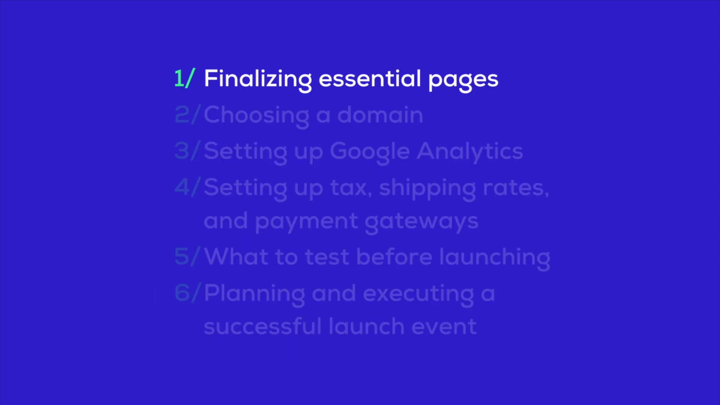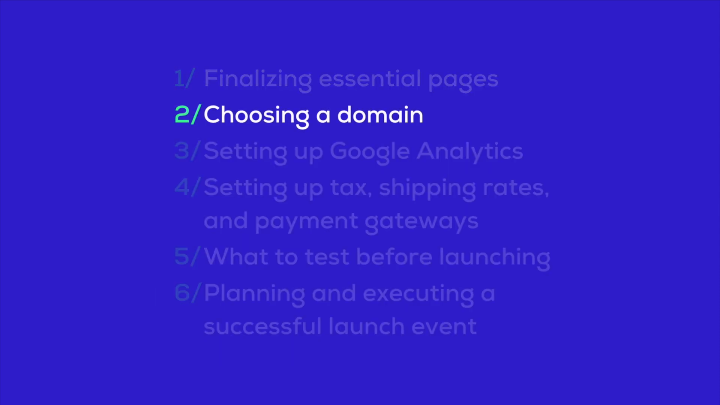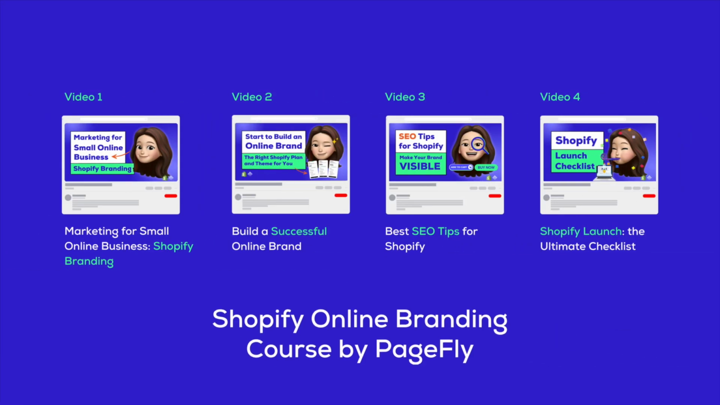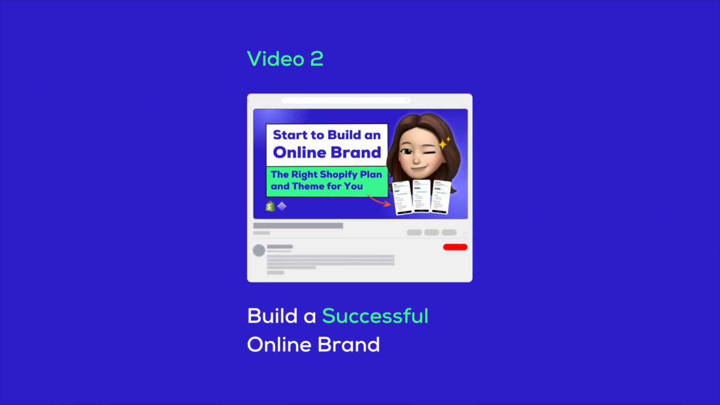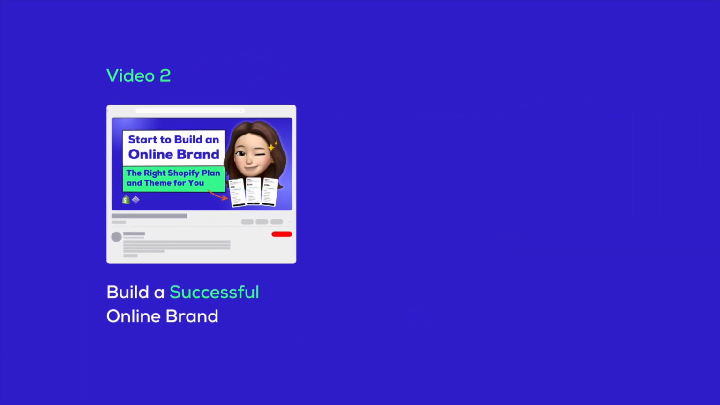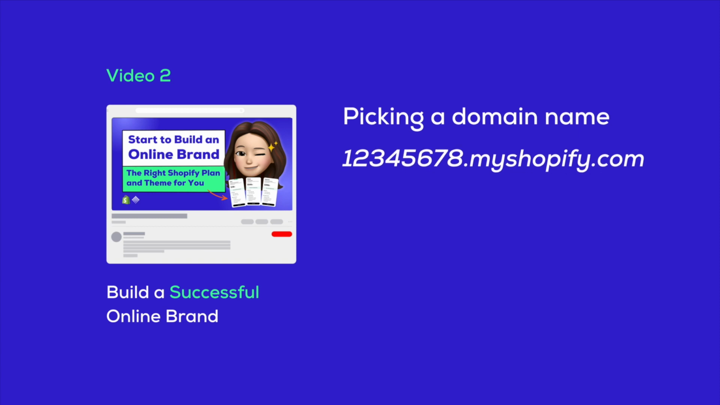2. Choose the right domain for your store. Back in the second video in our series, Start to Build an Online Brand, we talked about picking a domain name for your shop. Now, with so many online stores out there, having an address like 123 something just won't cut it. Really, you'll want to grab a unique domain name for your store. It's a simple way to make your store legit and build trust with your customers.